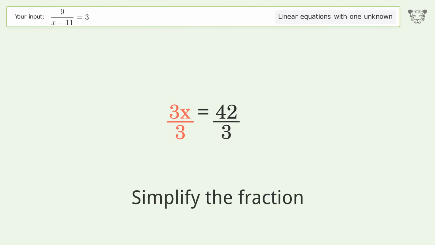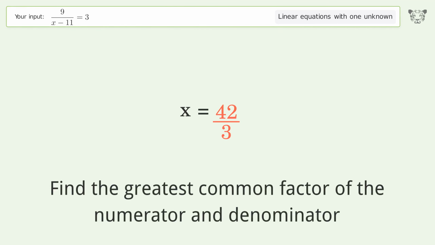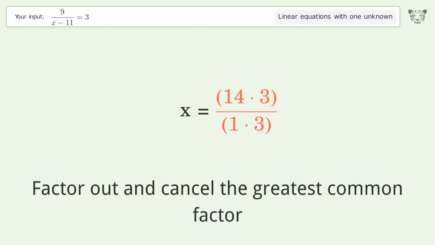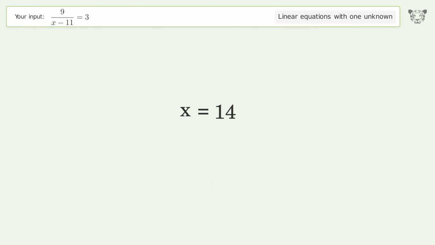Simplify the fraction. Find the greatest common factor of the numerator and denominator. Factor out and cancel the greatest common factor. And so the final result is x equals 14.